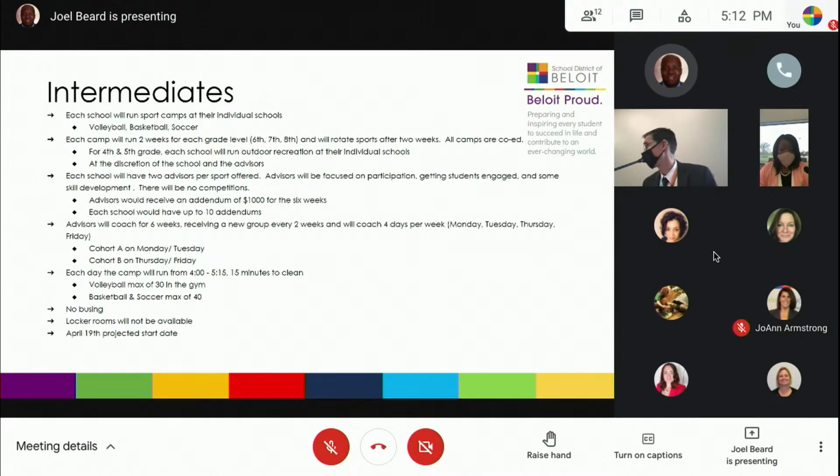There would be no busing between the schools. Everything would happen at the school site. No locker rooms will be available, and we're projecting to start April 19th, which is next Monday.